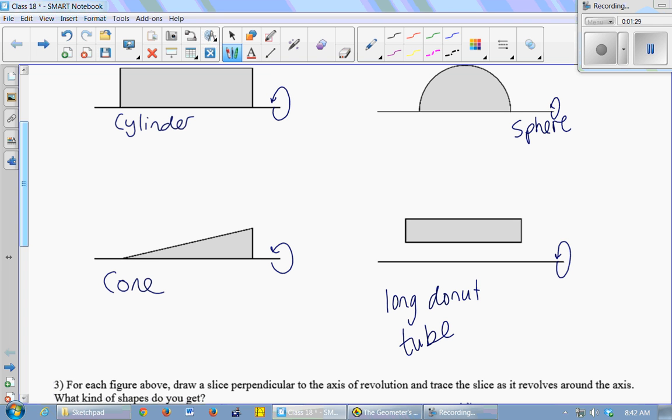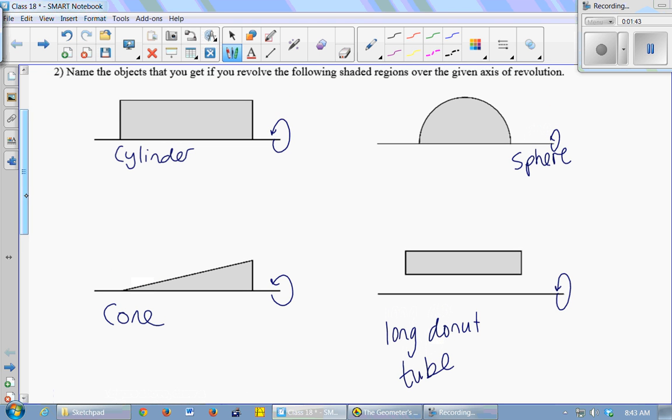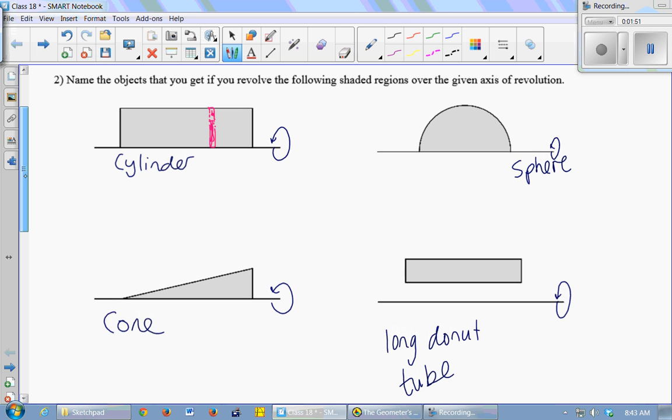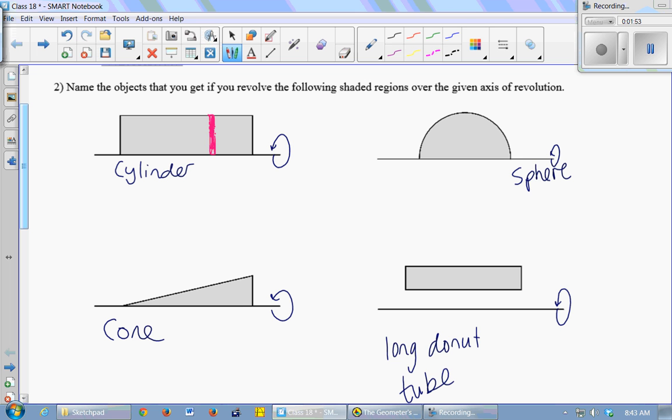So for each figure, we're going to draw one little slice. So last class we started talking about slicing and finding areas and volumes by slicing. For each figure, I'm going to draw a slice perpendicular to the axis of revolution, and then picture that single slice as I revolve it. So in this first one, just pick any random spot, draw one little rectangular slice. Imagine it having very, very thin thickness. What shape do I create when I revolve that one slice around? A circle, yeah.